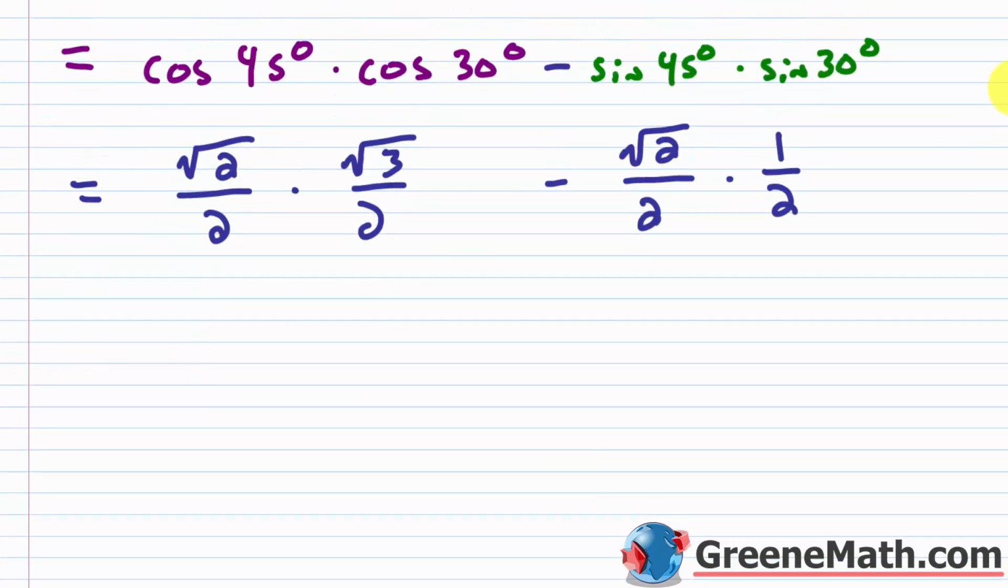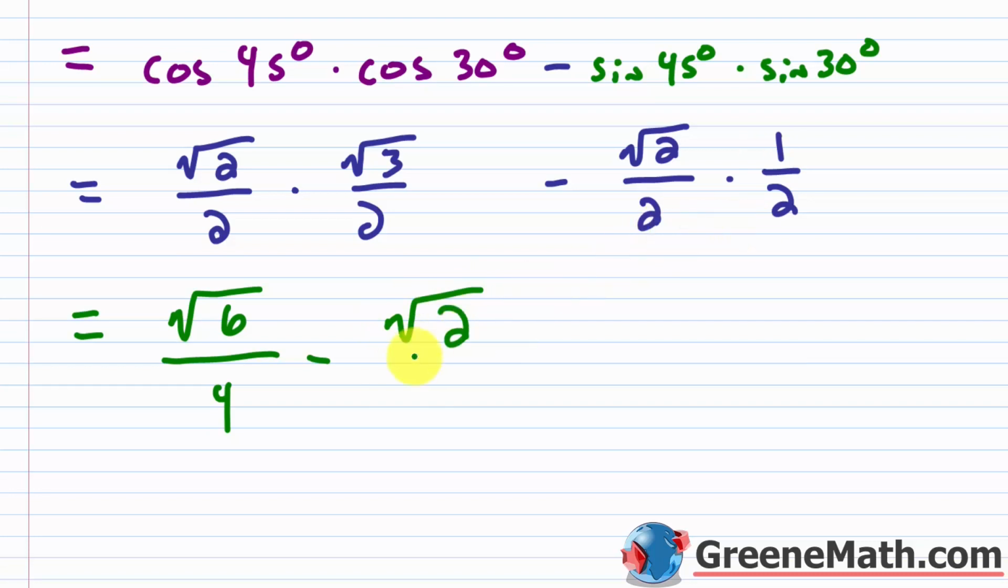So let's come down here a little bit, and let's switch the color here. This would be the square root of 2 times the square root of 3. That would just be the square root of 6 over 2 times 2, which is 4. Then minus the square root of 2 times 1, which is just the square root of 2, and then over 2 times 2, which is 4.